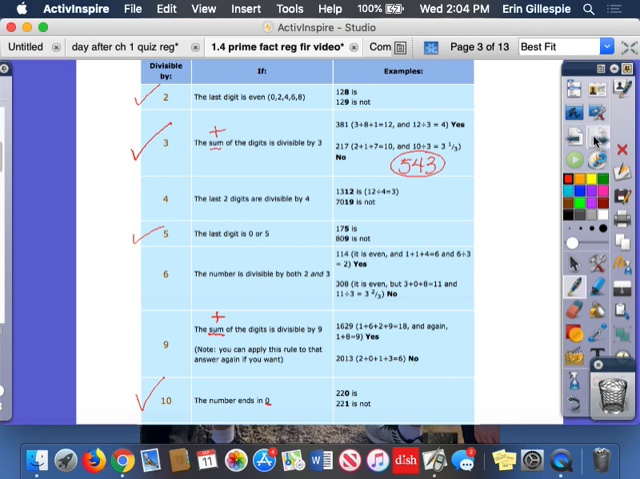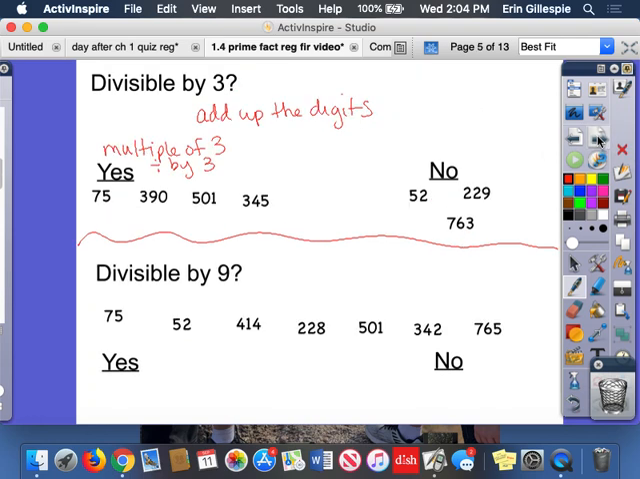Okay, so same idea. Try your divisible by 9 ones there. Pause it, and then come back when you're ready.